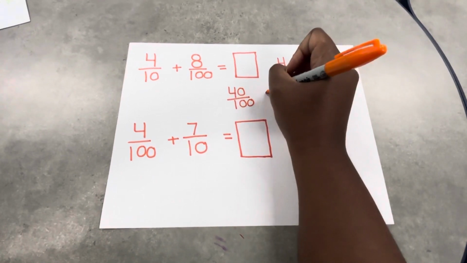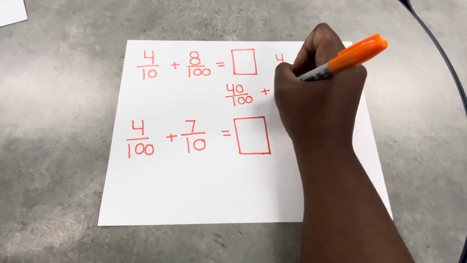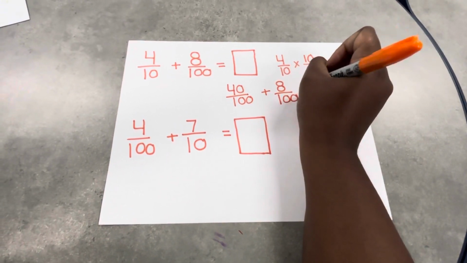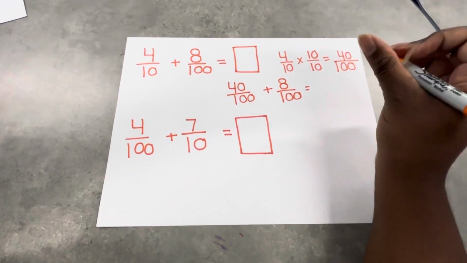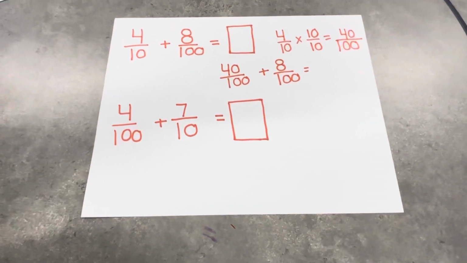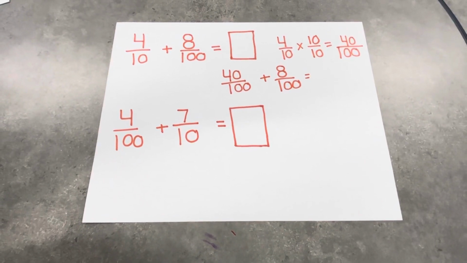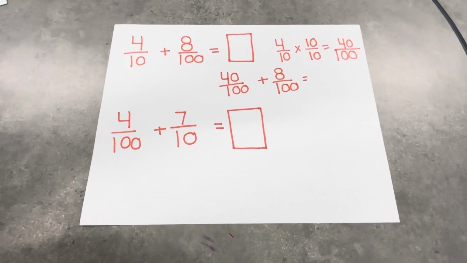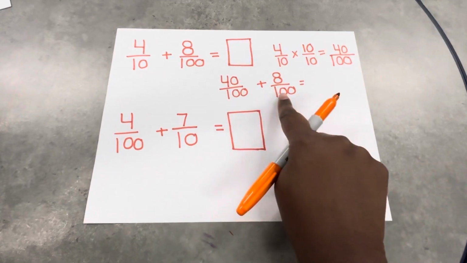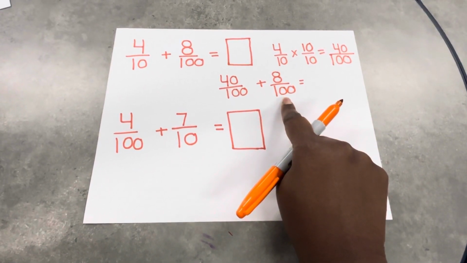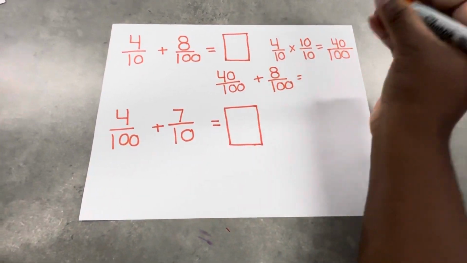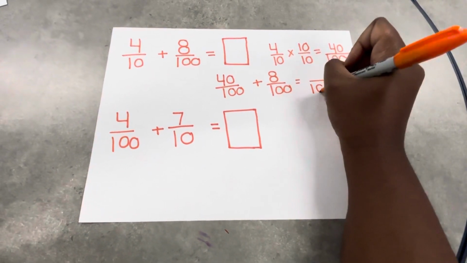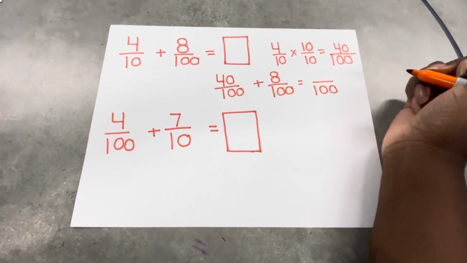40/100 plus 8/100 is equal to what? So one thing to keep in mind, we do not add our denominators together, because if we did, our whole would change. Our whole would not be made up of 100 parts. Instead, it would be made up of 200. We don't want to do that. So our whole is always going to stay the same when we're adding and subtracting.